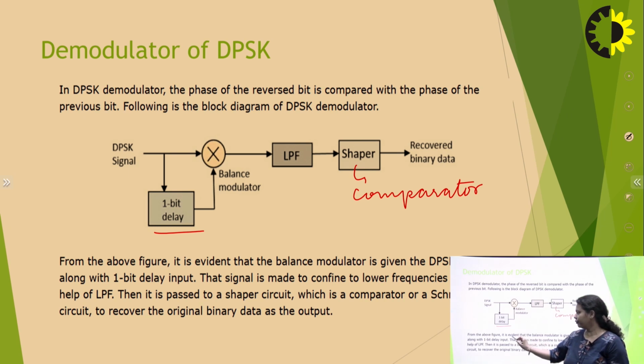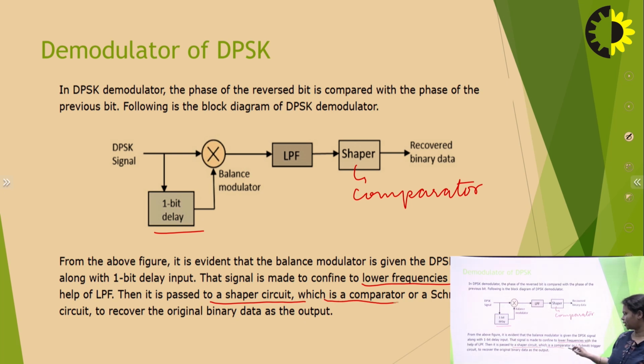So from the above figure, it is evident that the balance modulator is given the DPSK signal along with the 1-bit delay input. That signal is made to confine to low frequencies with the help of the LPF, and then it is passed to the shaper circuit. I told you the shaper is basically a comparator. Here I have written comparator, or we can use a Schmitt trigger. The Schmitt trigger does the same function to recover the original binary data as the output, right? So this is the demodulation part of DPSK.